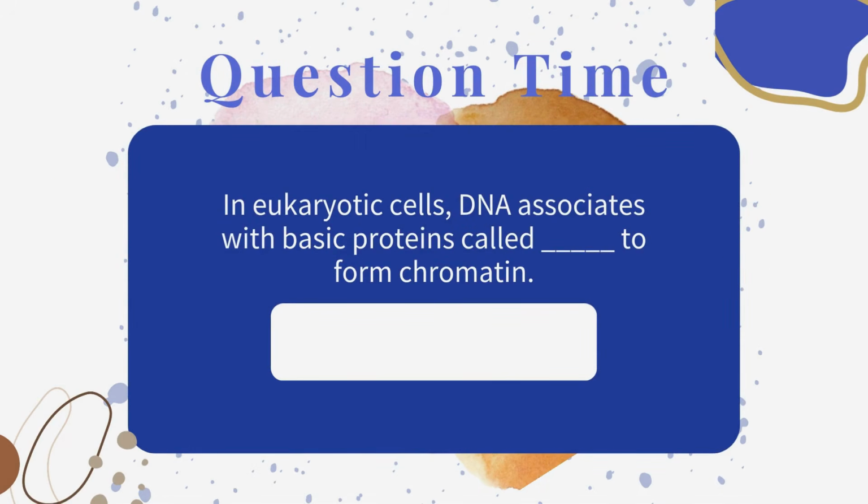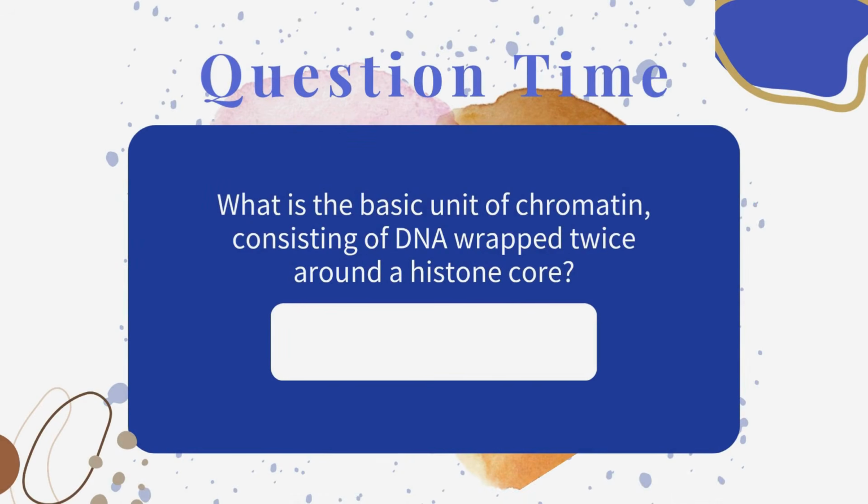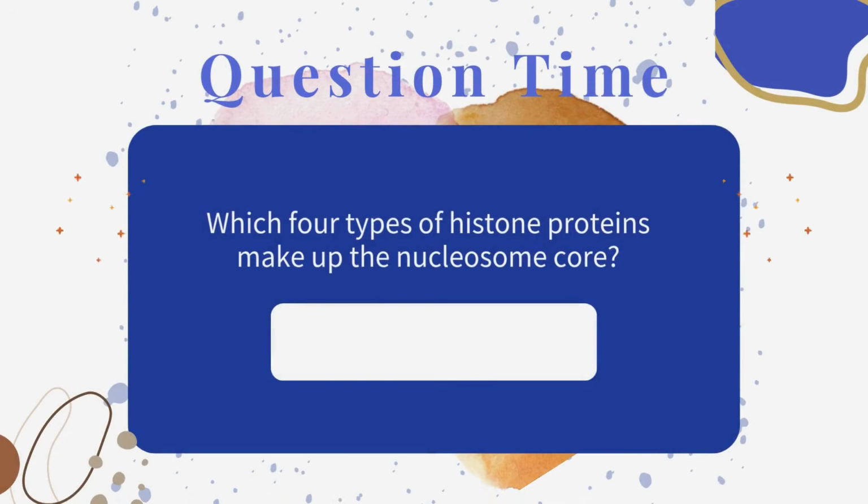In eukaryotic cells, DNA associates with basic proteins called dash to form chromatin. Histones. We're almost halfway. What is the basic unit of chromatin? Consists of DNA wrapped twice around the histone core. Nucleosome. Which four types of histone proteins make up the nucleosome core? H2A, H2B, H3, and H4.